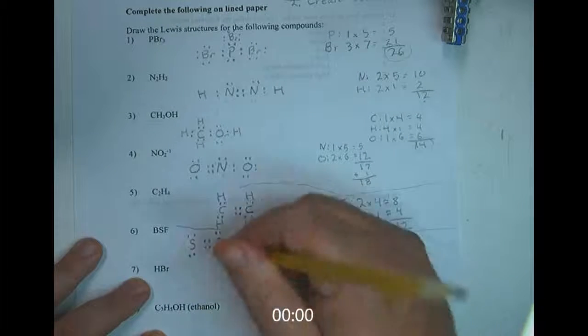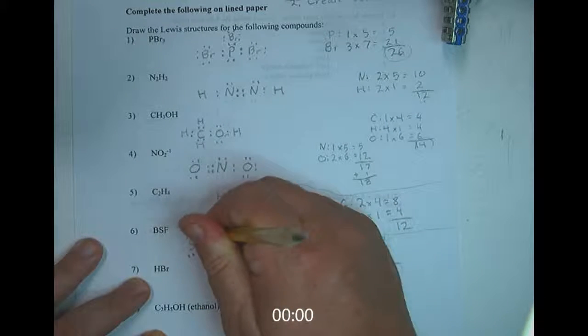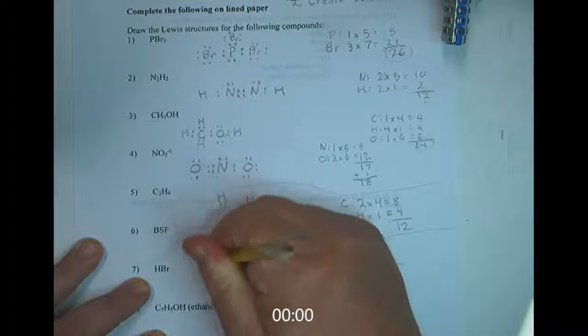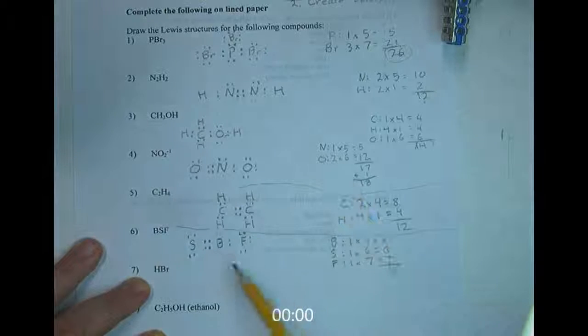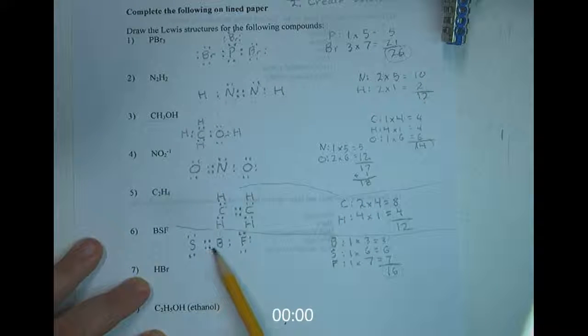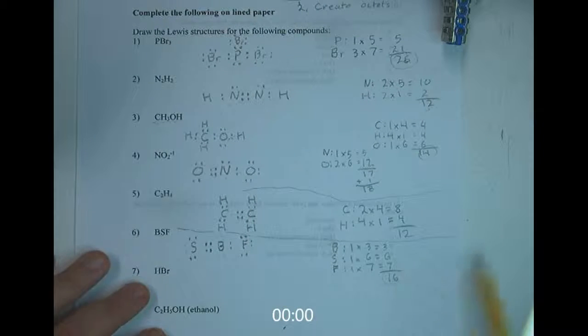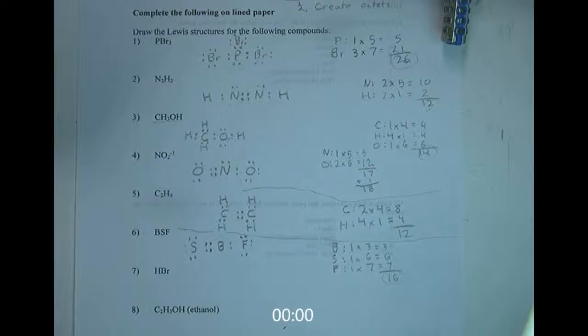So let's get rid of, again, you kind of play around with it a little, but if we get rid of these 2 on boron, then we have 8 and 8, and you have 3 here. Okay, so what does that give us? 1, 2, 3, 4, 5, 6, 7, 8, 9, 10, 11, 12, 13, 14, 15, 16. But boron doesn't have an octet. It only has 6.